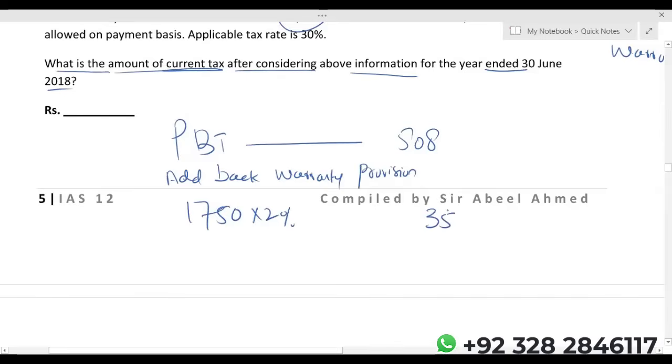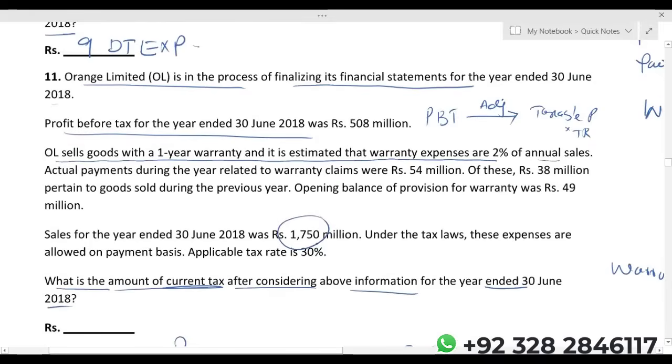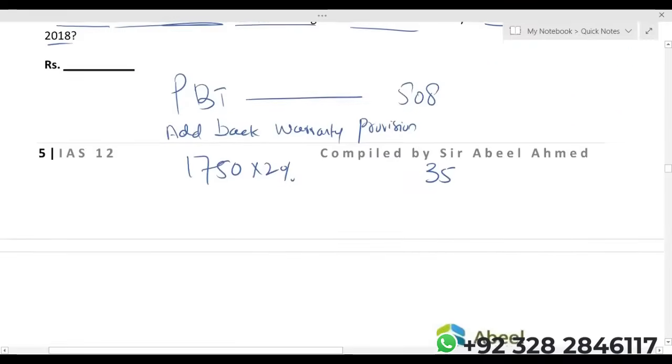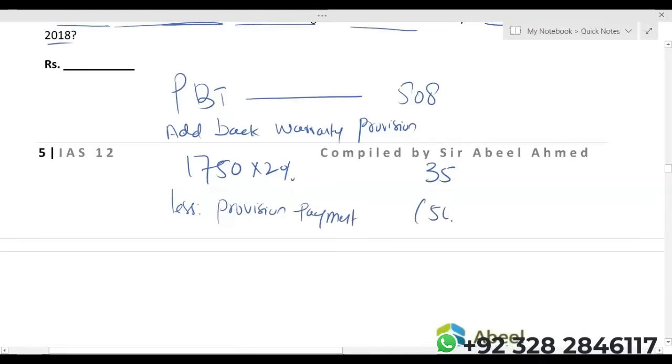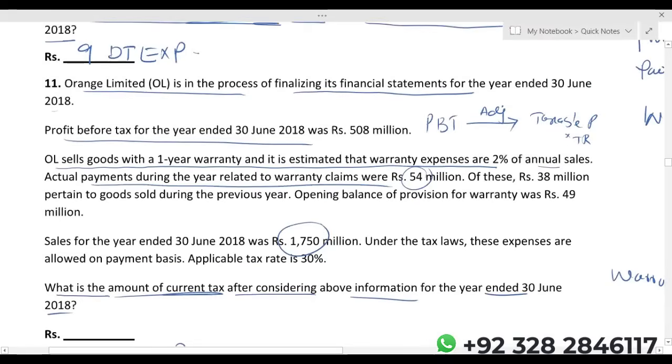Provisions are acceptable by taxation authorities on a payment basis. So the actual payment during the year was 54 million. No matter how much of this 54 million belongs to the previous year, since you have paid in the current year, the entire payment will be treated by the taxation authorities as an expense. Less provision paid: 54. Of this, 38 pertains to the goods sold in the previous year, and the opening provision was 49.